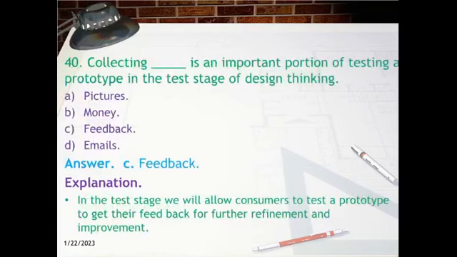40. Collecting is an important portion of testing a prototype in the test stage of design thinking: pictures, money, feedback, emails. Answer: C. Feedback. Explanation: In the test stage we will allow consumers to test a prototype to get their feedback for further refinement and improvement.